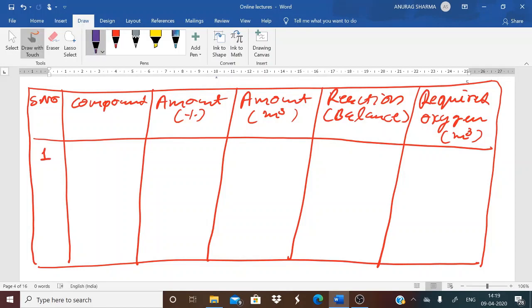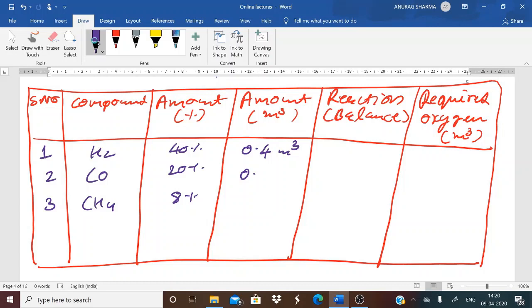Now number 1, hydrogen 40%, carbon monoxide 20%, and methane 8%. So we will convert into meter cube. We know that in the given numerical the total fuel is 1 meter cube. So 40% of 1 meter cube, we can write here 0.4 meter cube, 0.2 meter cube of carbon monoxide, and this is the amount of methane.